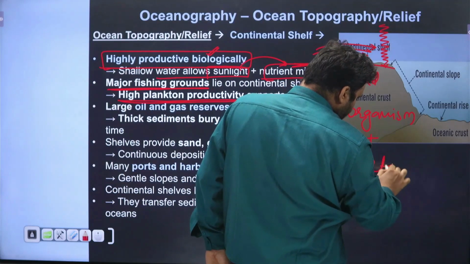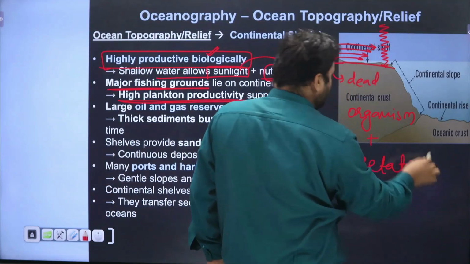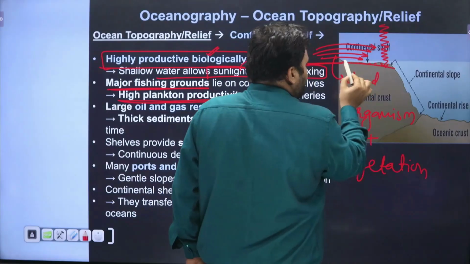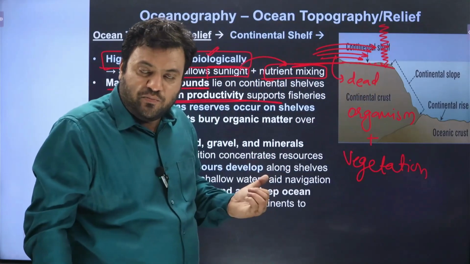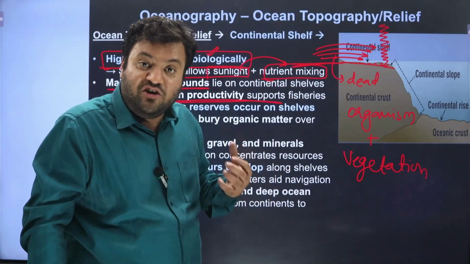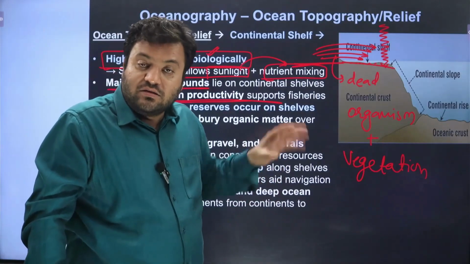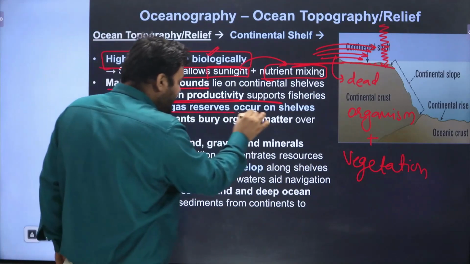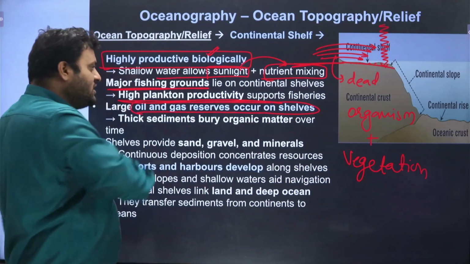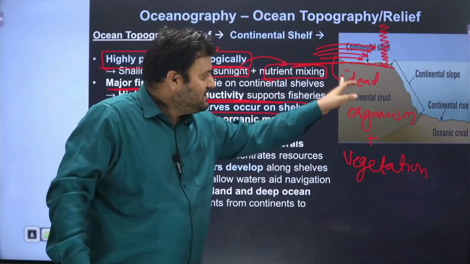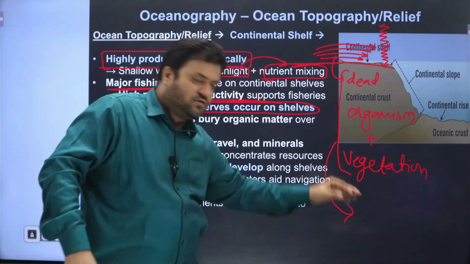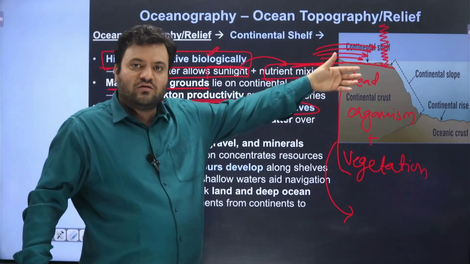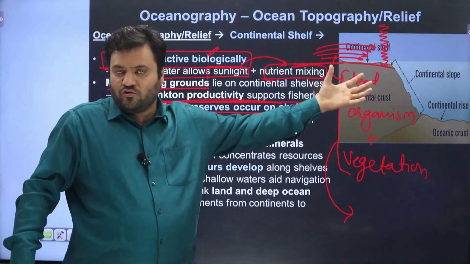Now the dead organisms and dead vegetation will get deposited here in this continental shelf area, and over a period of time, when they get deposited, they will convert into fossils. These continental shelf areas are very vital when it comes to oil and gas reserves. Here on the continental shelf, these things would be converted into fossils. It would take thousands of years, perhaps more, but you will get some sort of oil resources here.